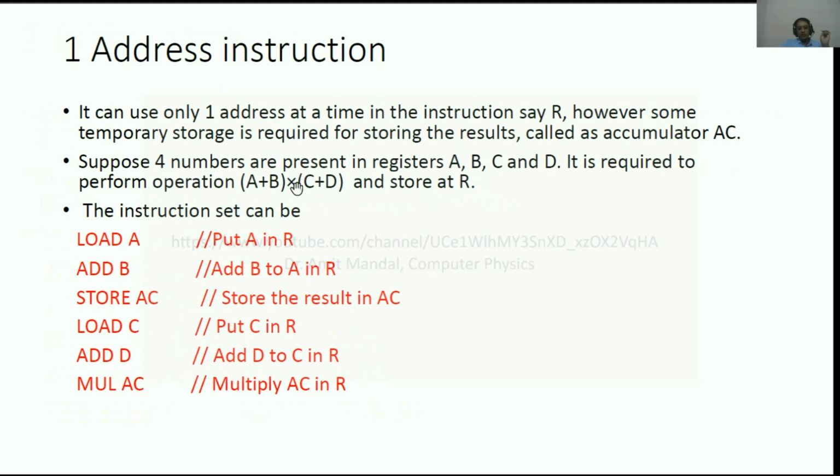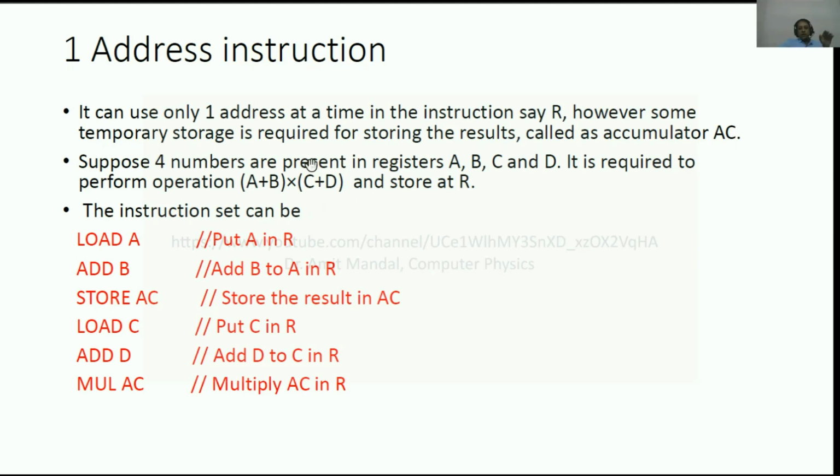Now, one address instruction. Okay. Again, it will use only one address for executing the code. In one address instruction, there is a difference compared to 3 and 2 address instructions. That is, it uses a helping register called the accumulator. Okay, so this accumulator AC is a register to store results temporarily. And after that, those results can be utilized for further processing.